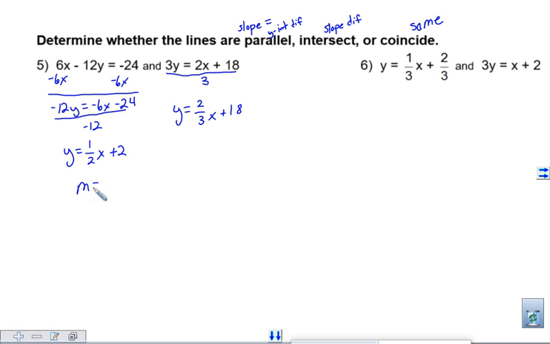So our slope on this first one was 1/2. Our y-intercept was 2. Slope on the second one was 2/3. And our y-intercept was 18. So our slopes are different, and our y-intercepts are different. So we have intersecting lines.